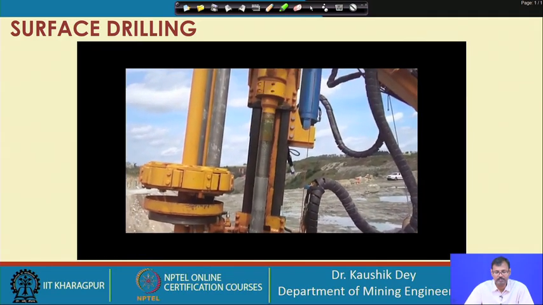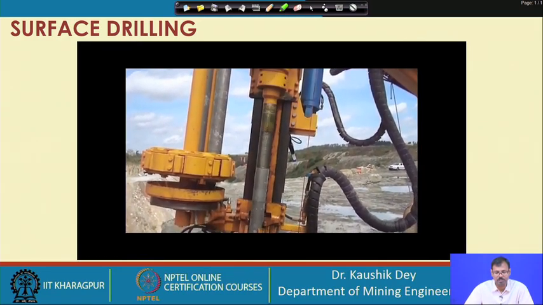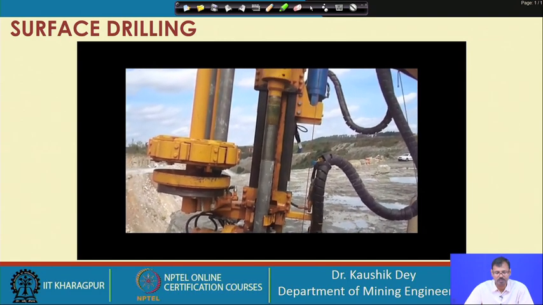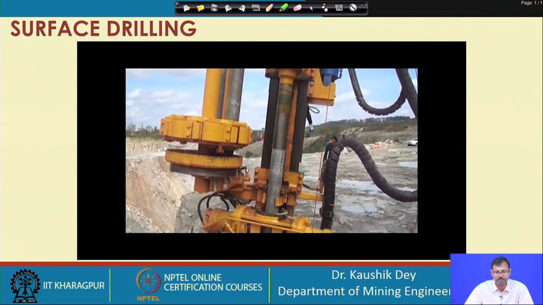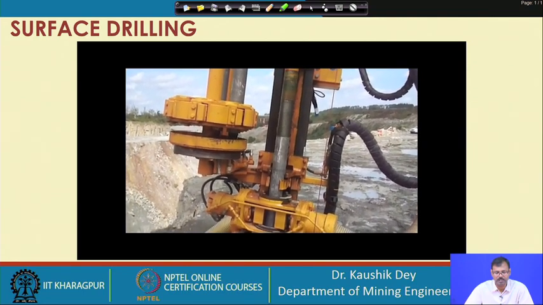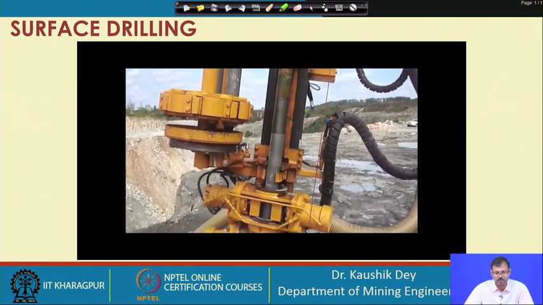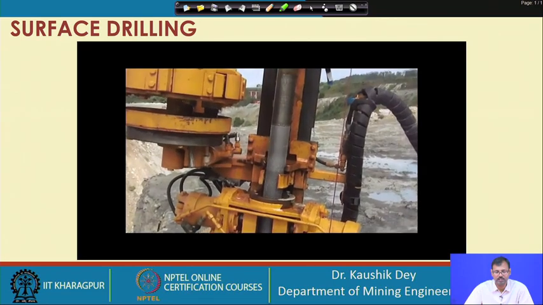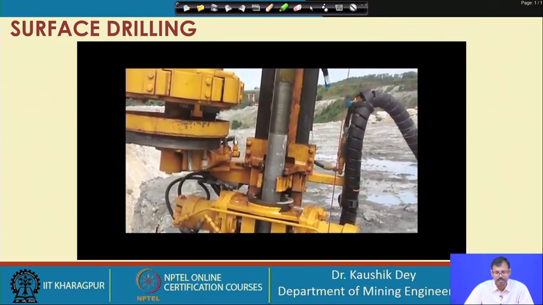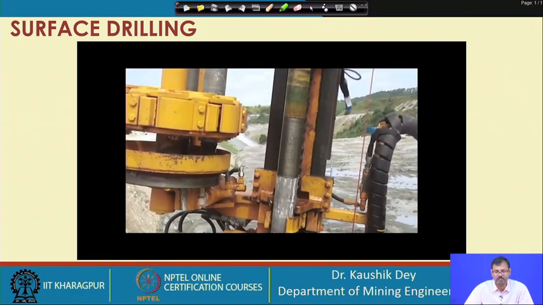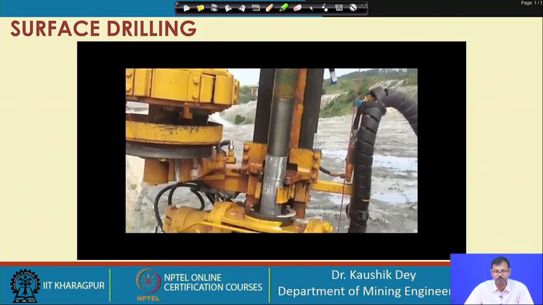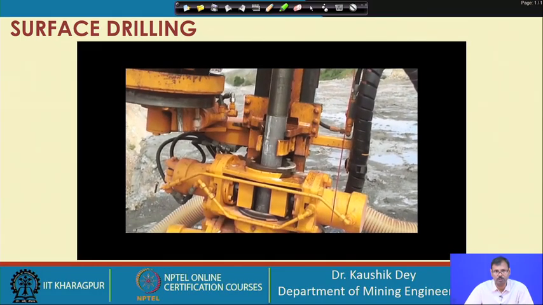So, basically this is the method carried out on the surface, where the drilling is carried out either vertically or near vertically. So, it is very easy to carry out drilling in the surface condition, and the main difference between the surface and underground is that on the surface we are having two open faces of the rock shelf.